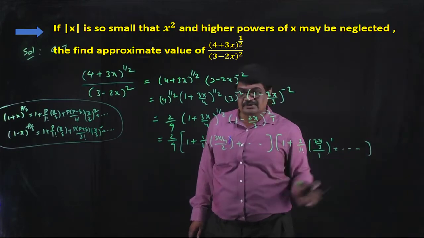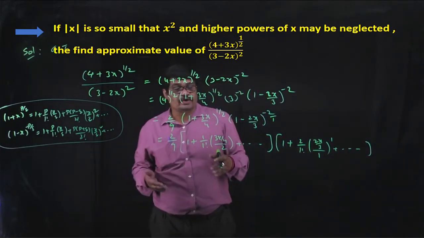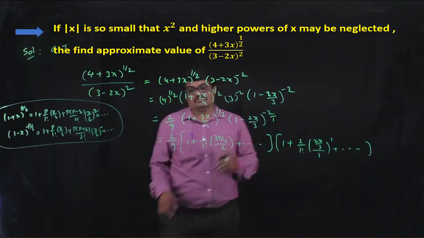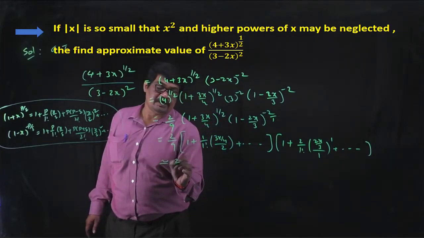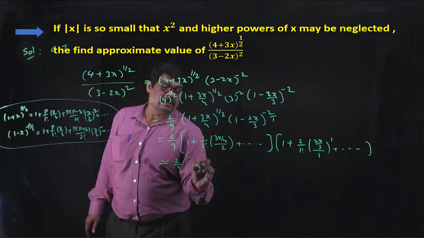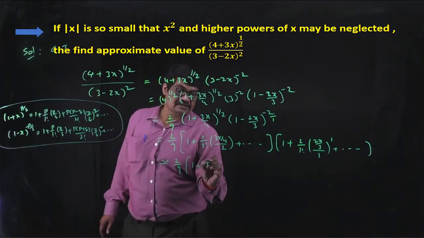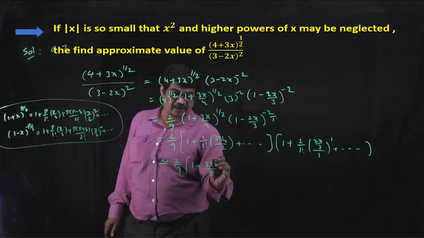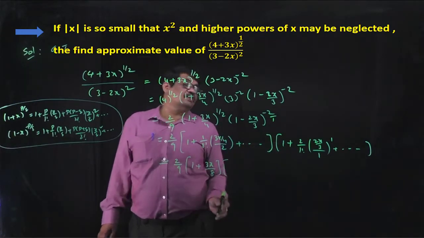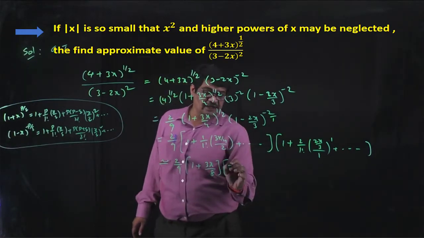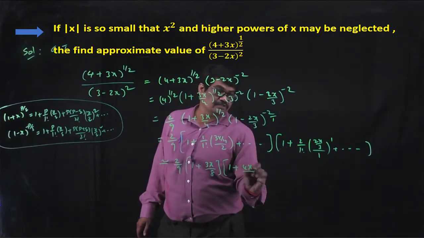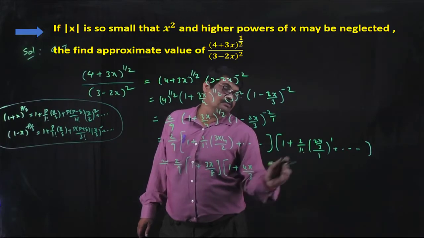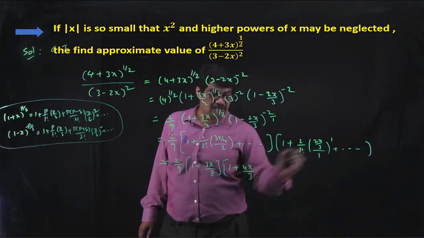The remaining terms are x square terms. We are neglecting x square and higher powers. So that is approximately 2 by 9 into (1 plus 3x by 8). In this also we are writing 1 plus 4x by 3 in the denominator. So the remaining terms we are neglecting.